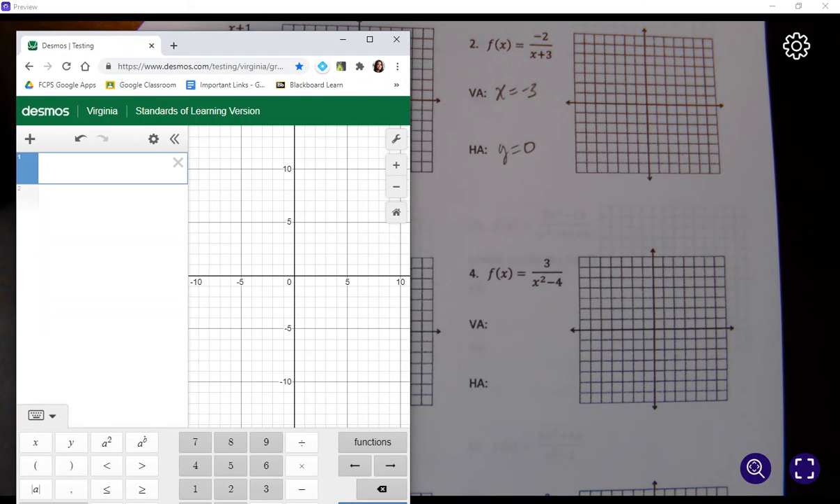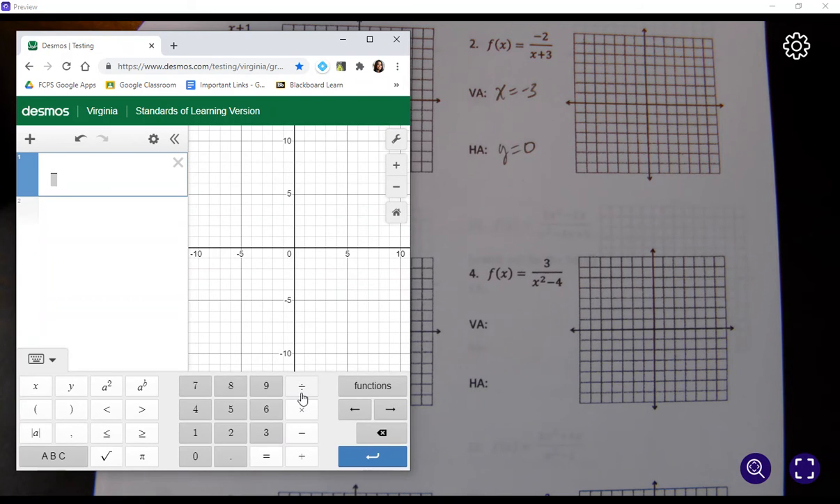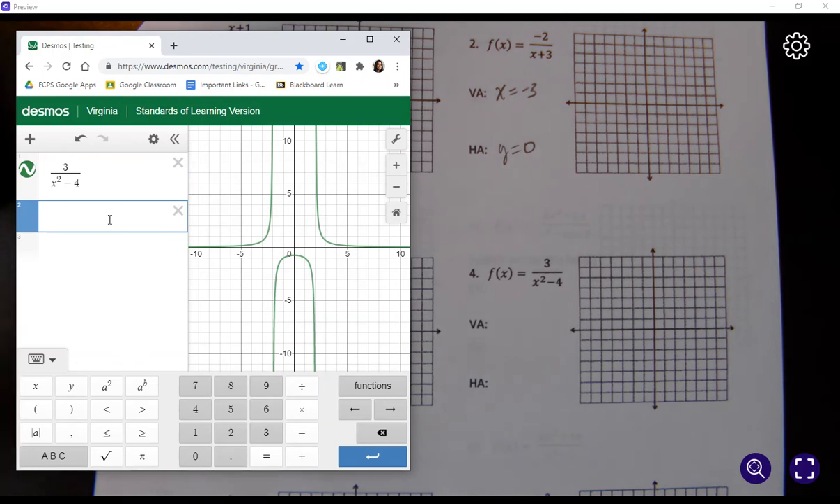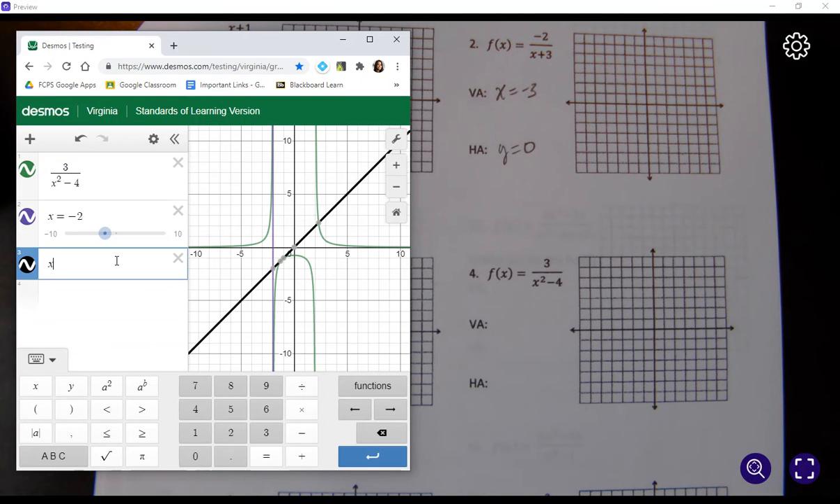So for this one, you have 3 over x squared minus 4. Let's look at the weird graph. Okay, so right here, here's my first one, so that would be x equals negative 2. We'll look at it. Yep, and then the other one is x equals positive 2.